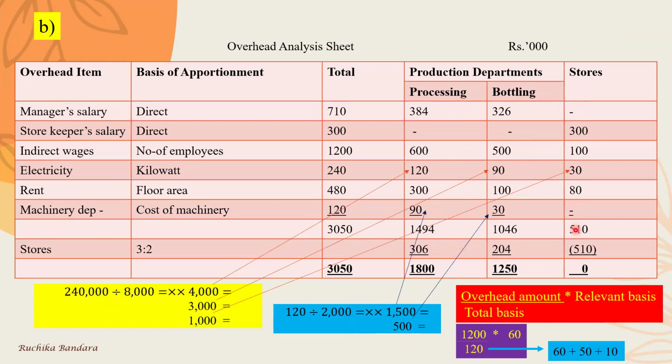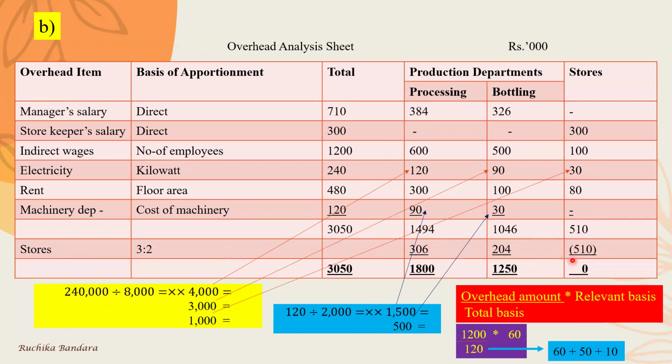Roman number 2, under additional information, it says total overheads of the stores department are reapportioned between processing and bottling department in the ratio of 3:2 respectively. So this is the total of the stores department. This amount you have to reapportion. So here under overhead item, we write the word stores. The basis is 3:2. Go to the stores department, take that value within bracket, 510 within bracket. That is the amount you are dividing among these two departments according to this ratio.